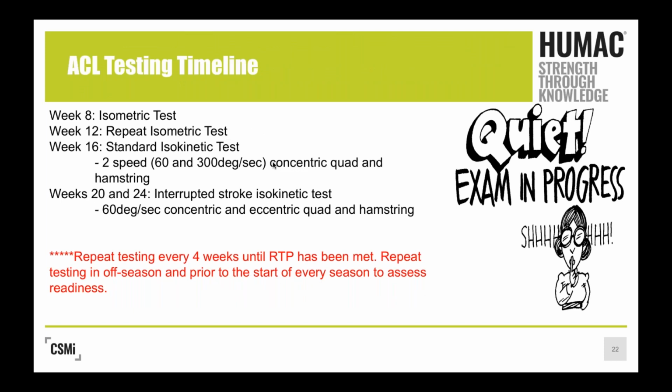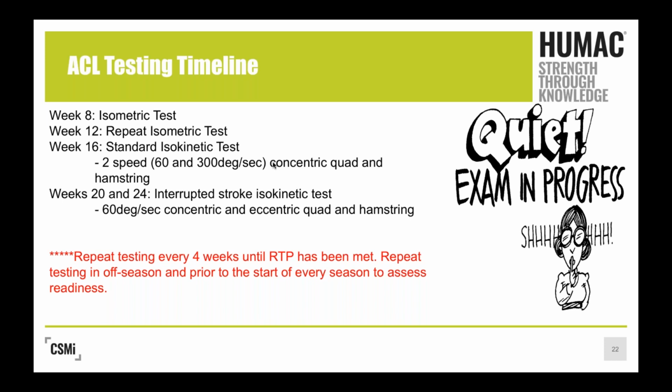All right, back to ACLs. Now I typically hold off on the isometric test until week 8. Yes, you could test them at week 4. It's going to tell you that their muscles are crap, obviously. I don't even do it then, because that's right when I'm just beginning multi-angle isometrics at that very light load. So there's no point, in my opinion, to load them at that 4-week mark to see what their strength is.